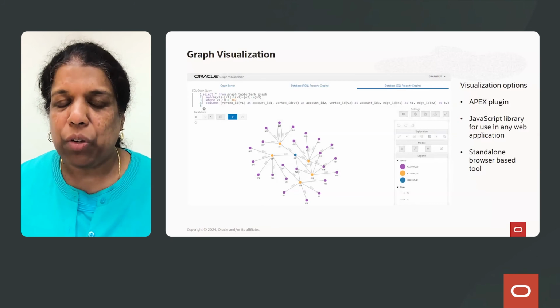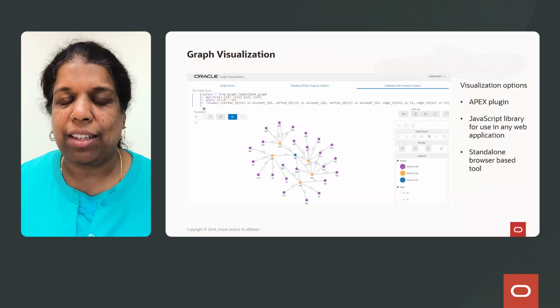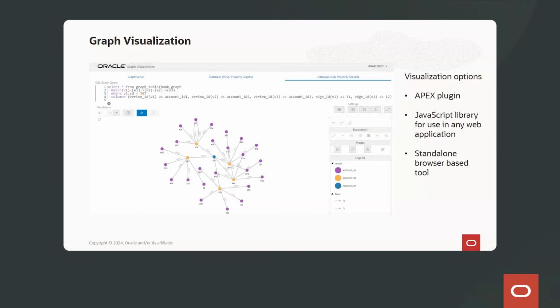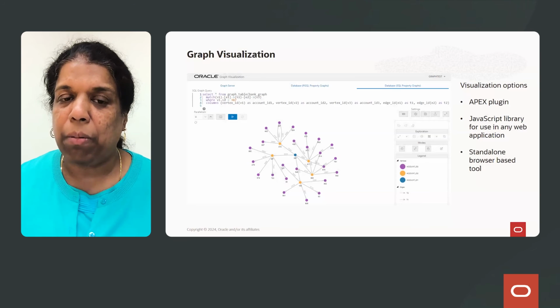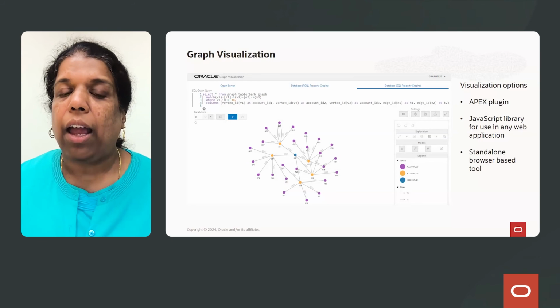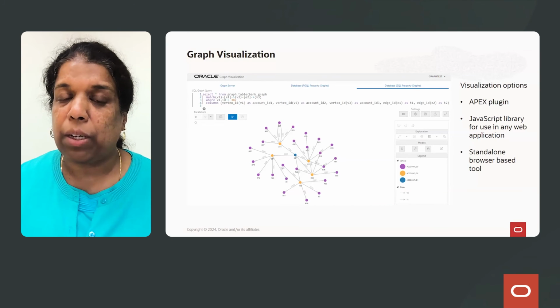Graphs are very visual, and looking at how things are connected, something very visual is possible there. So we have a standalone browser-based visualization tool that you can download separately, that you can use to run queries when you're developing your graph application to see how things are connected and so on. We also make this visualization tool available via an Apex plugin, and also as a JavaScript library that you can use to integrate into your own dashboard, into your own application, and so on.